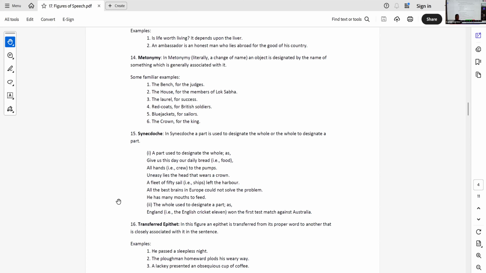Is this clear? Don't confuse the two. Metonymy is an article representing a person. Synecdoche is part representing the whole. Now, another form of synecdoche is, quickly look at all the examples. I'm giving you 2 minutes, read them.